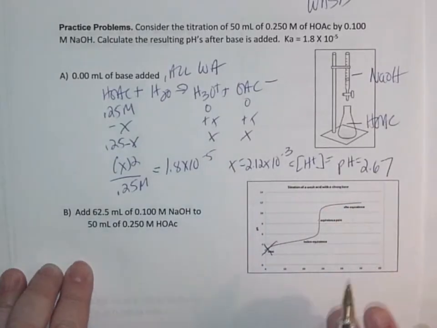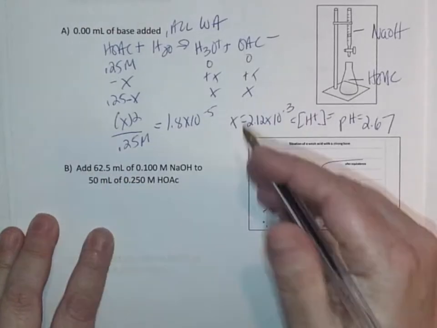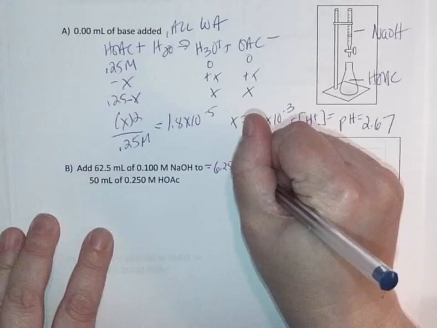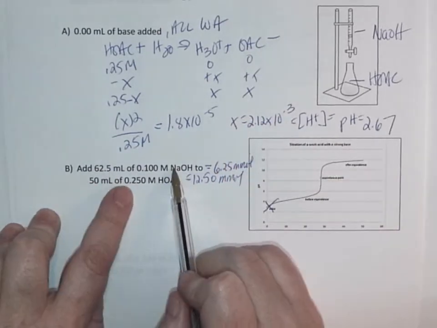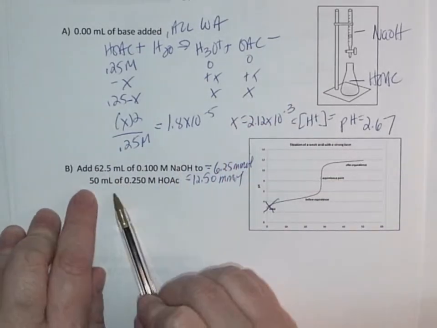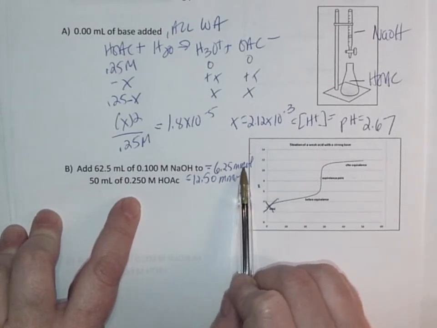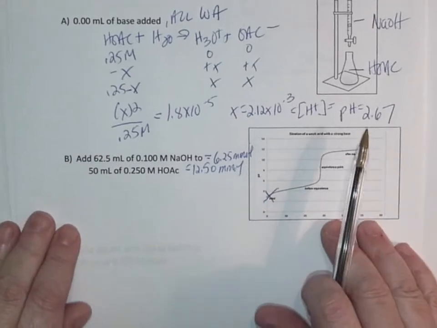All right, so let's go and add some base to this. This is how much base we added to that. It's really important that you get it into millimoles because that is actually a good comparison. Notice that I added more volume of the base than I have of the acid. But when you look at the millimoles, I have more acid than I do of base. So this is why we're comparing millimoles.